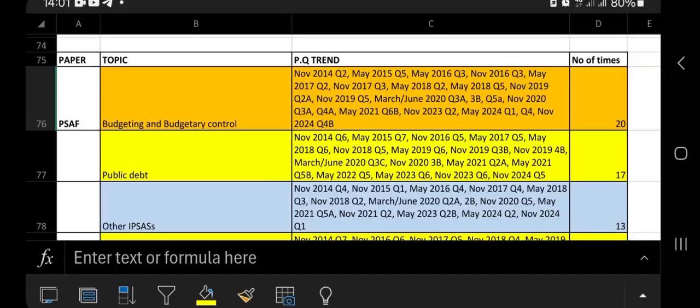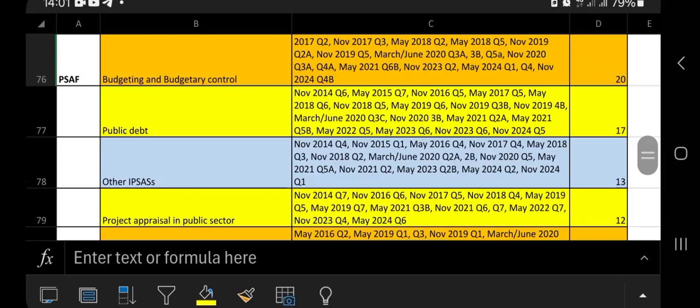Okay. The first topic we will be examining is budgeting and budgetary controls. It was examined last year, in fact, the entire year 2024. But it's still probable in your May 2025 examination. So please do well to solve at least 40% of the entire question bank.